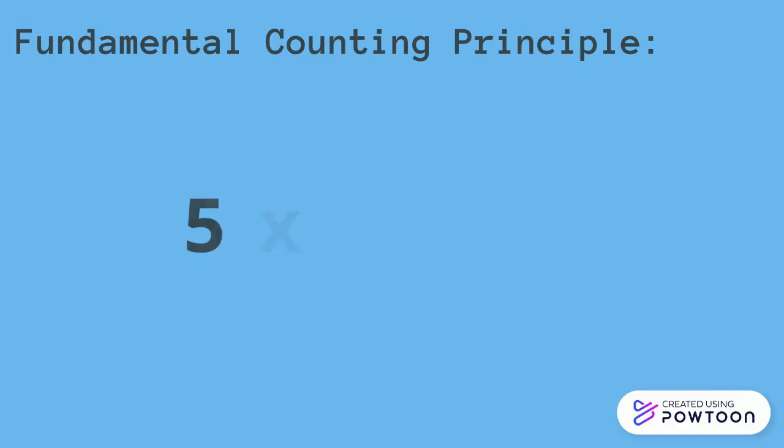Now the fundamental counting principle is the easiest one because you only have to multiply the main dishes and the drinks to get the maximum possible.